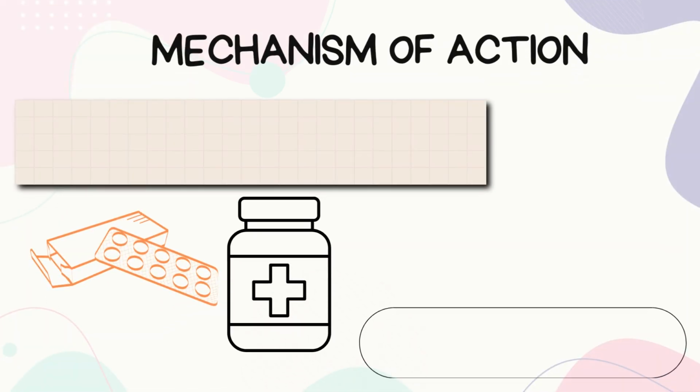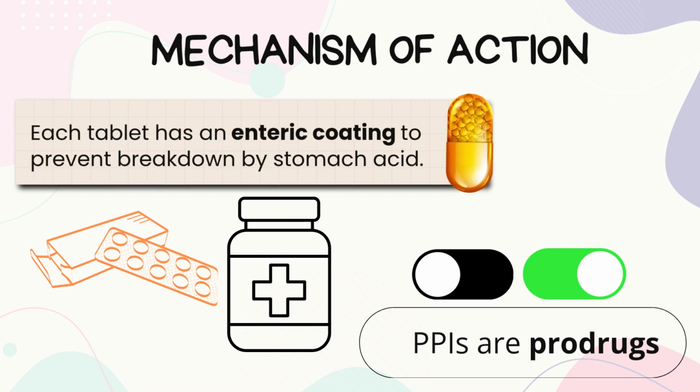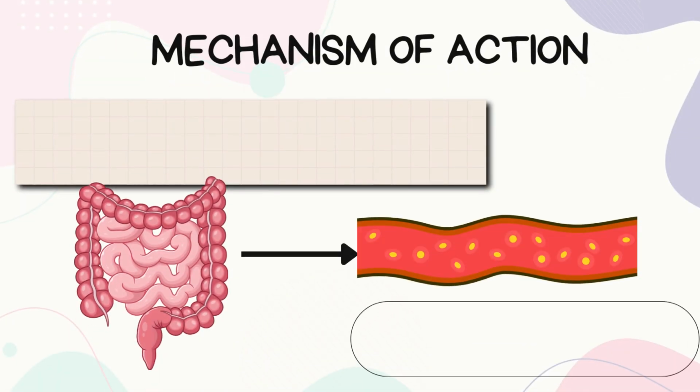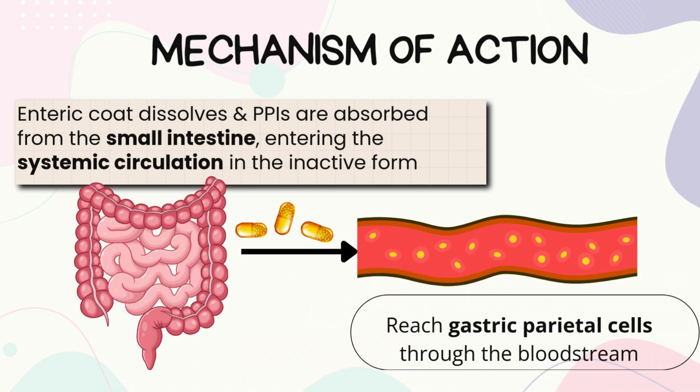Now, let's take a look at the mechanism of action. PPIs are prodrugs, that is, they are taken in an inactive form and only become active after they reach their specific target site. Each tablet has an enteric coating to prevent breakdown by stomach acid. The enteric coat dissolves, and PPIs are absorbed from the small intestine, entering the systemic circulation in the inactive form. And then they reach the gastric parietal cells through the bloodstream.